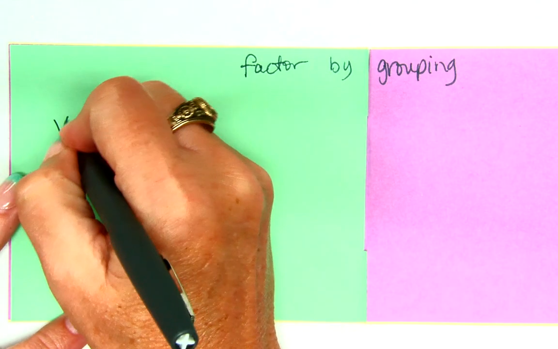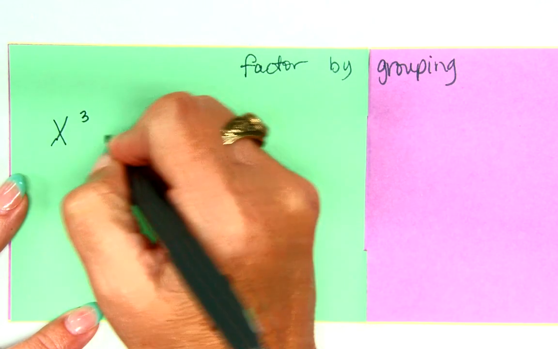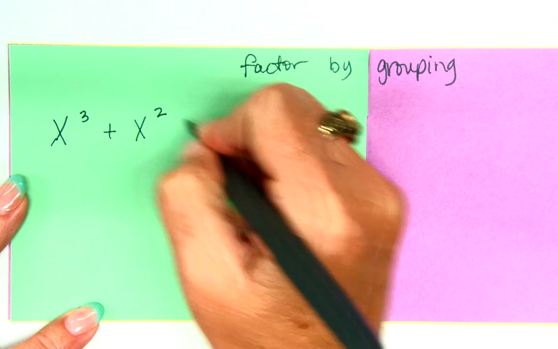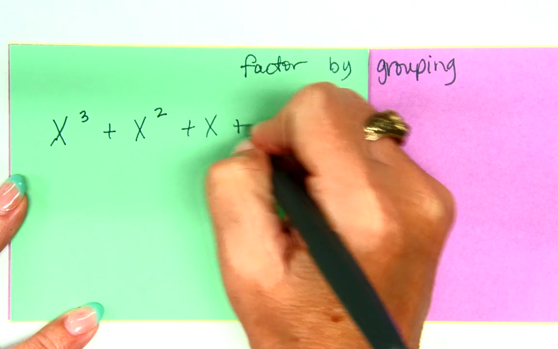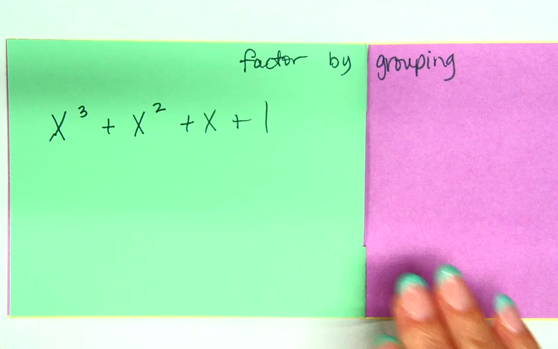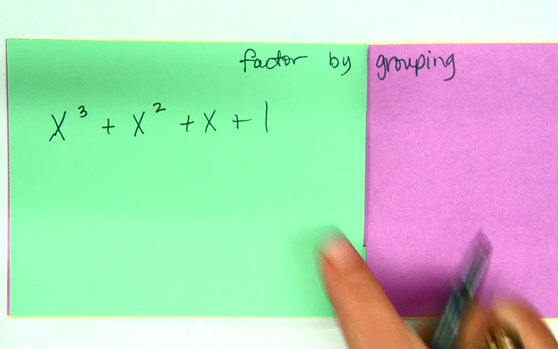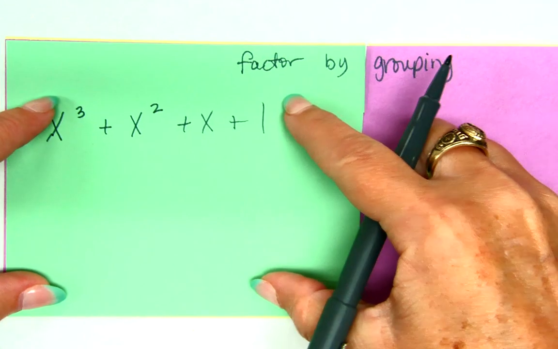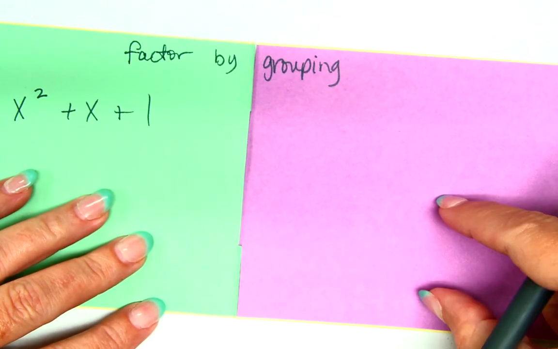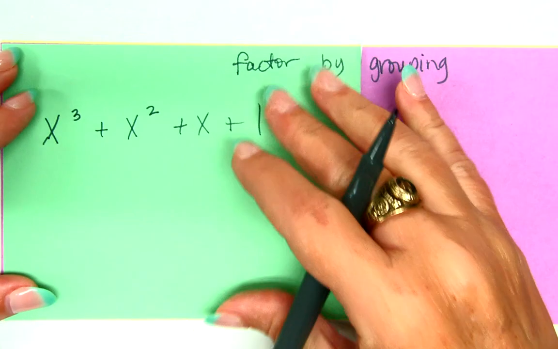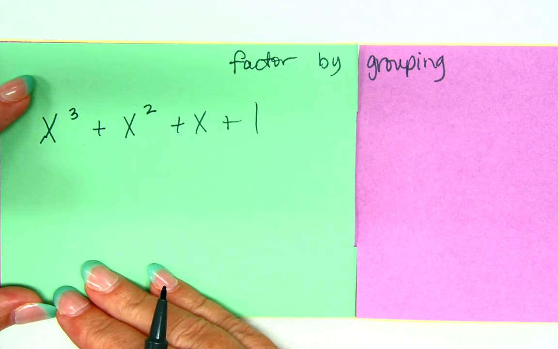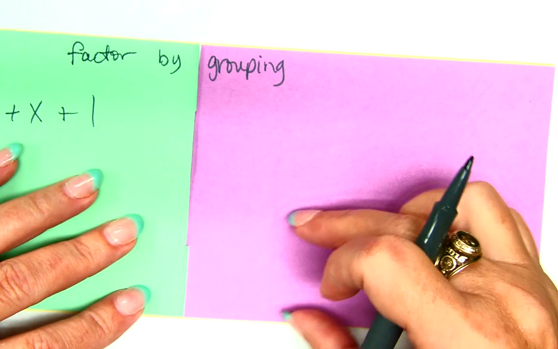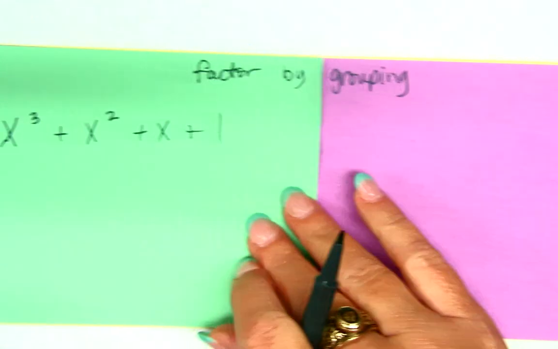So here's what we're going to start with. X cubed plus x squared plus x plus 1. And just so you have a general idea of how big or small you need to write, we're going to have 1 example on this page, and then I'm going to have 2 examples on this page. So I'm going to write pretty big on this side so we get the general idea over here, but on this side we're going to have to write a little bit smaller. Is that fair? Okay.